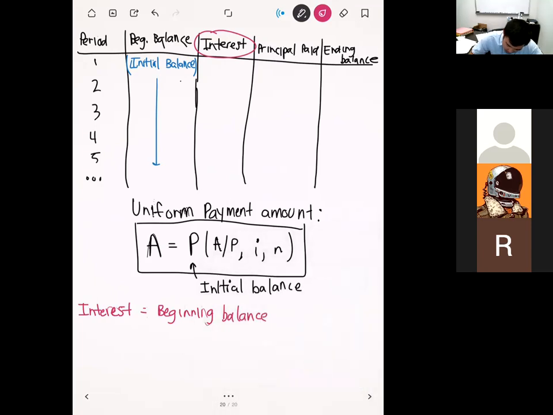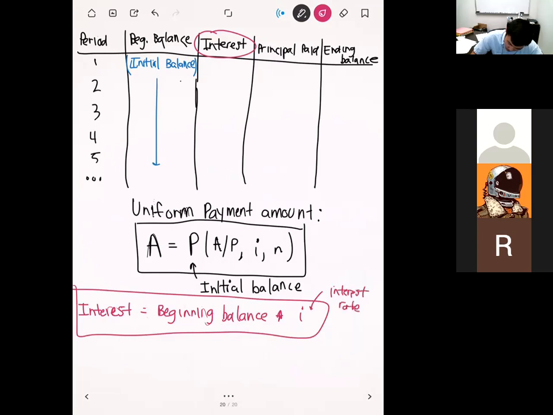Whatever your beginning balance is, you're going to multiply that by your interest rate. Right, and so that's how much interest you're going to pay on that year. Once you've computed your interest, the way that you compute your principal paid is that you take whatever your uniform monthly payment amount is, and you subtract the interest from that.